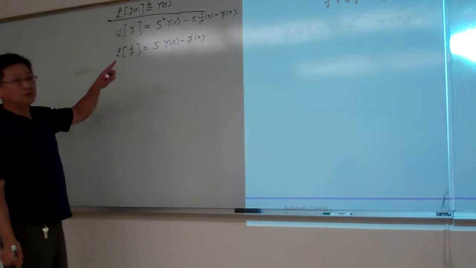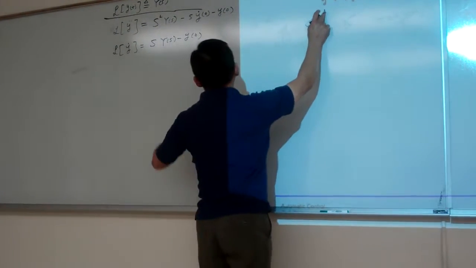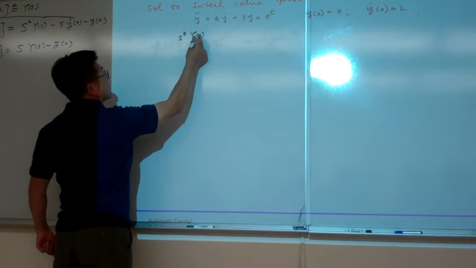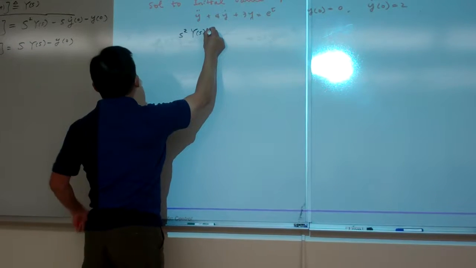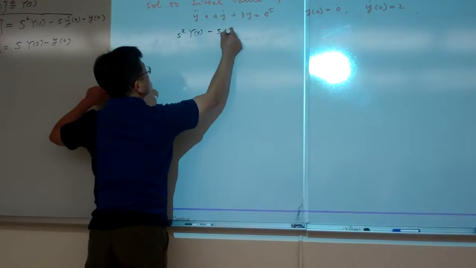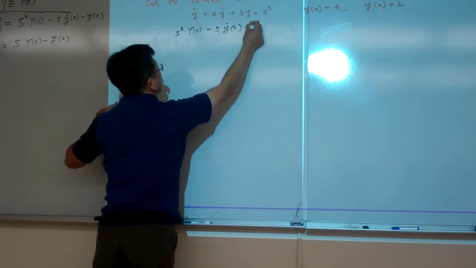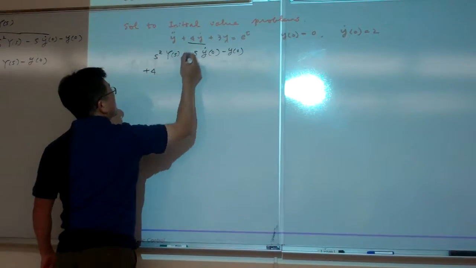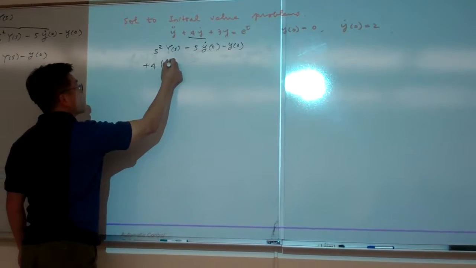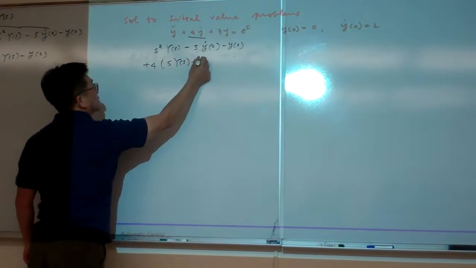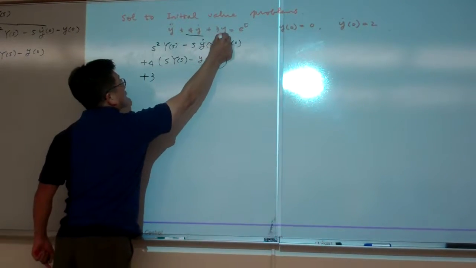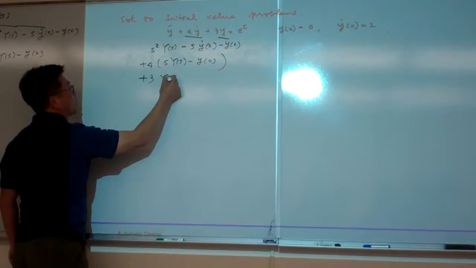So with those things, we simply plug in here. The y double dot is this one, s squared Y of s minus s y 0 minus y dot 0, and plus 4. Right now I'm working on this one, that is s Y of s minus y 0, and plus 3. Right now I'm working on this one, so that is Y of s.